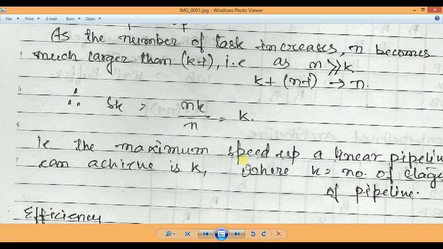Well, you can raise a point here. If the speed up is k, then if we keep increasing the number of stages, then we can have a better speed up. Well, this is not true.